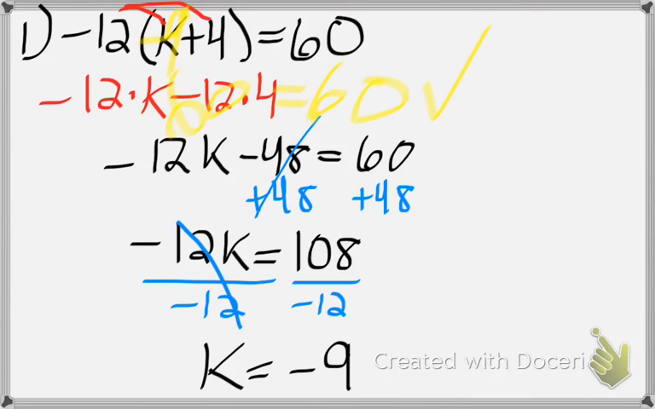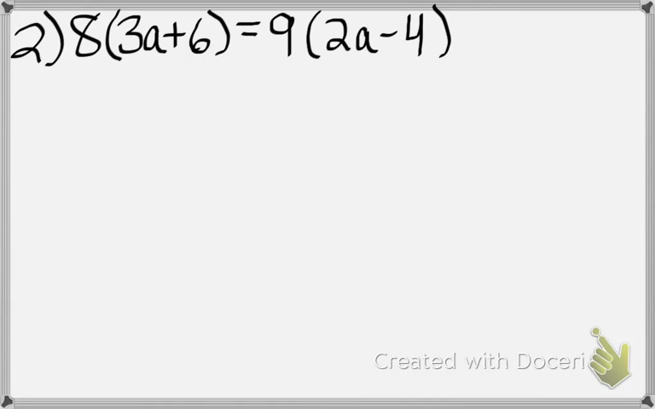If at any point you get a false statement when you do this, you either did it wrong when checking your answer, or you have the wrong answer. Those are the only two possibilities. Try this question, press pause. Remember to use the distributive property to combine like terms as necessary, and then solve.